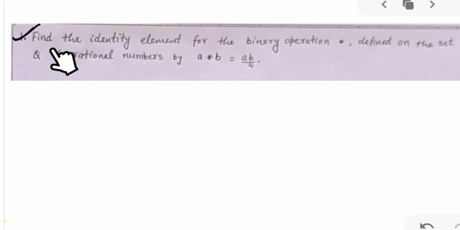We have to find the identity element for the binary operation star. There is one binary operation star defined on the set Q. And this binary operation is defined on the set Q of rational numbers as a star b is equal to ab upon 4. Okay, so how will we solve this question?